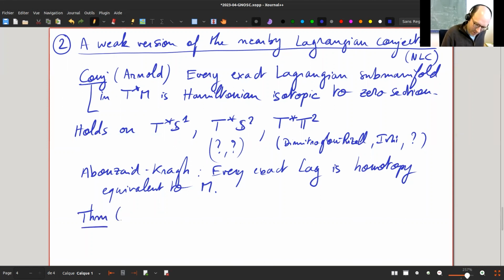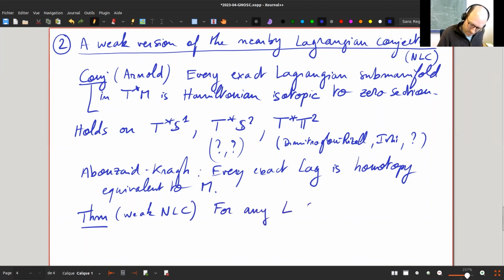Somehow, we have a kind of easy proof of a weaker result. That's the thing we call the weak nearby Lagrangian conjecture, the fact that for any exact Lagrangian, smooth.